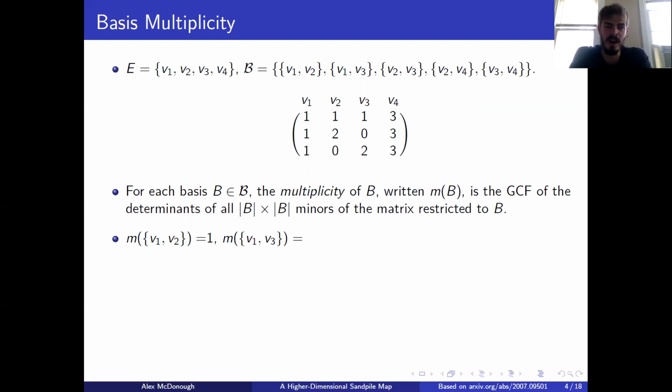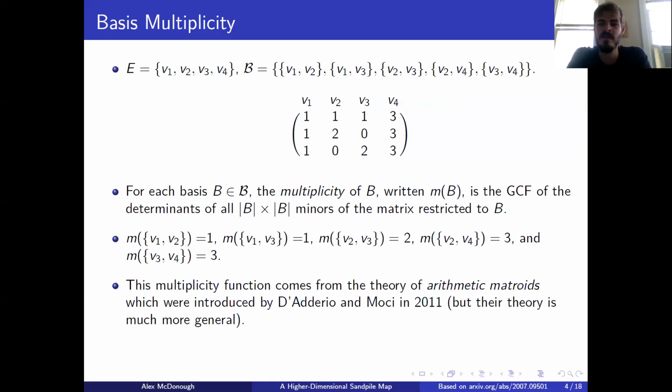Similarly, for the multiplicity of V1, V3, find these 3 determinants, and you get another GCF of 1. For these 3 determinants, you have GCF of 2 this time, and then the final 2 are 3. And I encourage you to pause the video and prove to yourself that this is in fact true, because I have to go fast. Got 20 minutes.